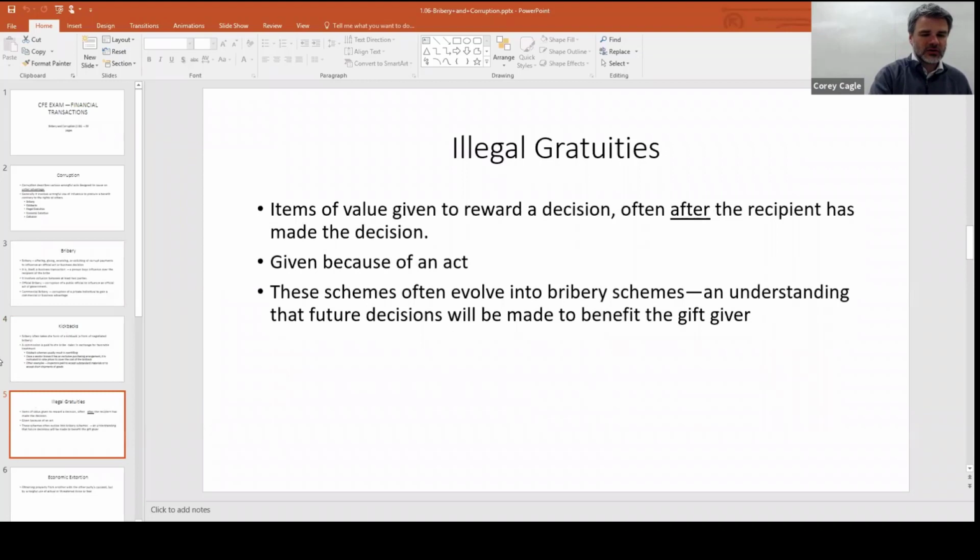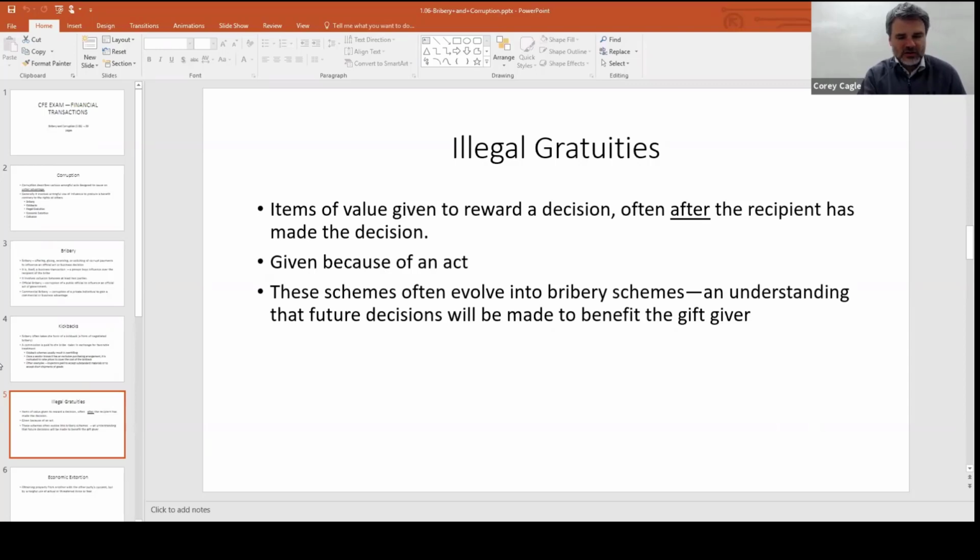Illegal gratuity. Key word here is it's kind of like a bribery, except a bribe kind of happens before the act happens. Illegal gratuity happens afterward. So bribery is, I'll do this if you'll do this. And illegal gratuity is, since you did this for me, I'm giving you this, right? So it's an item of value to reward something after it's happened. So that's really the big difference there.